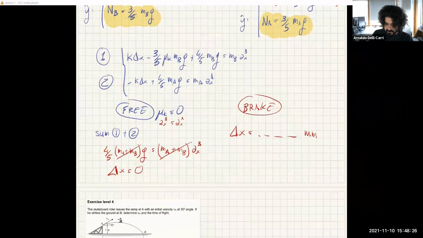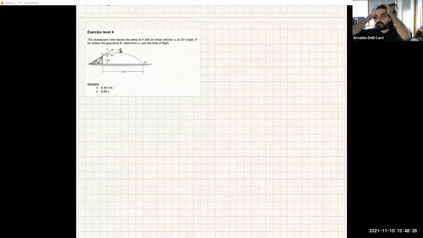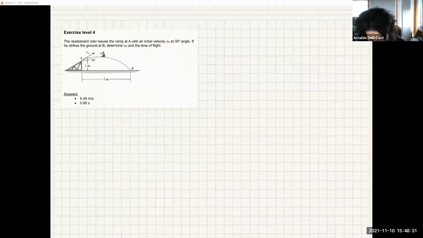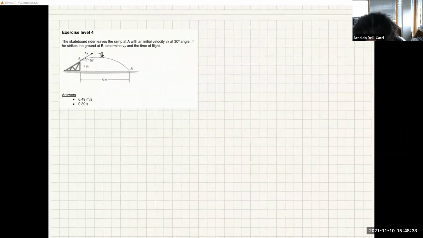All right, we have 10 minutes to solve this last one. We have a skateboard rider leaving the ramp at A with an initial velocity VA, which is unknown, at 30 degrees angle. If he strikes the ground at B, determine VA and the time of flight. So remember, this is just about kinematics and it's parabolic motion. Let's recall the equations of parabolic motion.